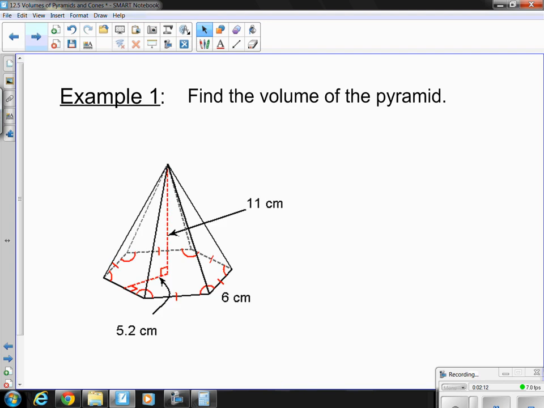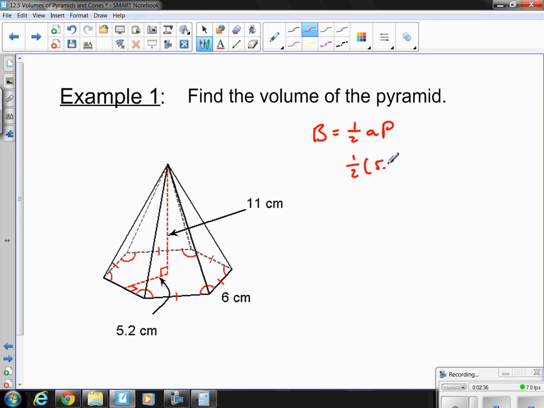So we can do some formulas. Think back to chapter 11. If I want to find my base area of a hexagon, the base area of a hexagon is 1/2 the apothem times the perimeter, or we have that special formula if you just know a side length. But since we're given the hypothetical of 5.2, let's use this formula. 1/2 times 5.2 times the perimeter. If this is 6, 6 times 6 will be 36. This is going to tell me my base area.